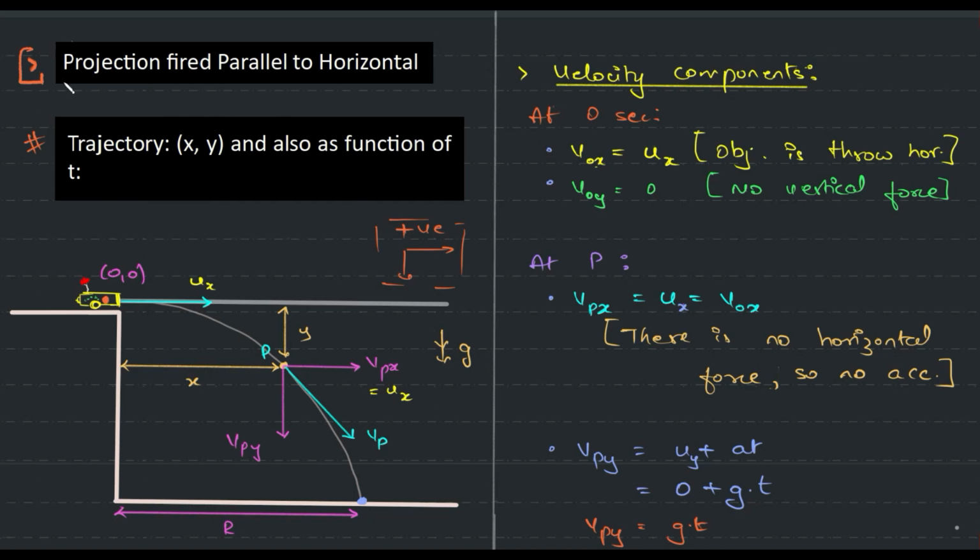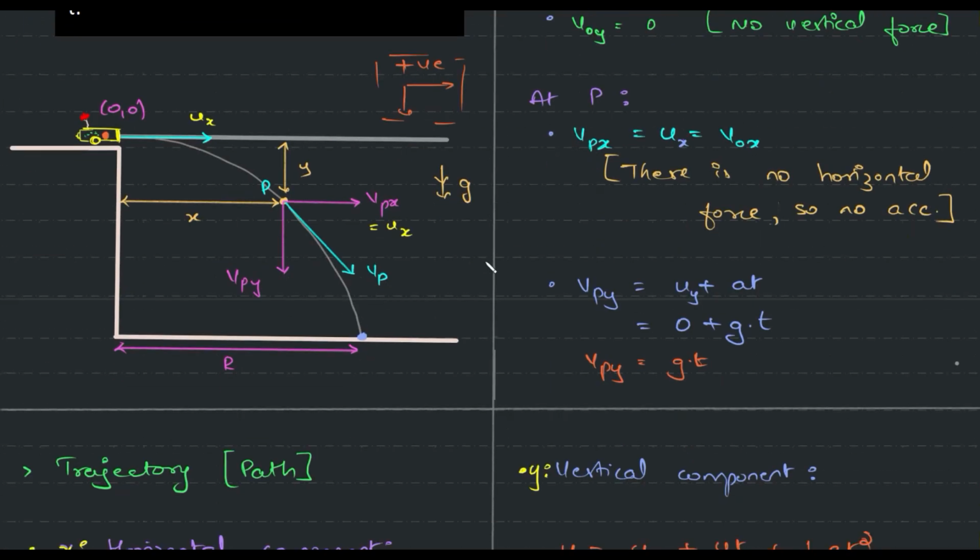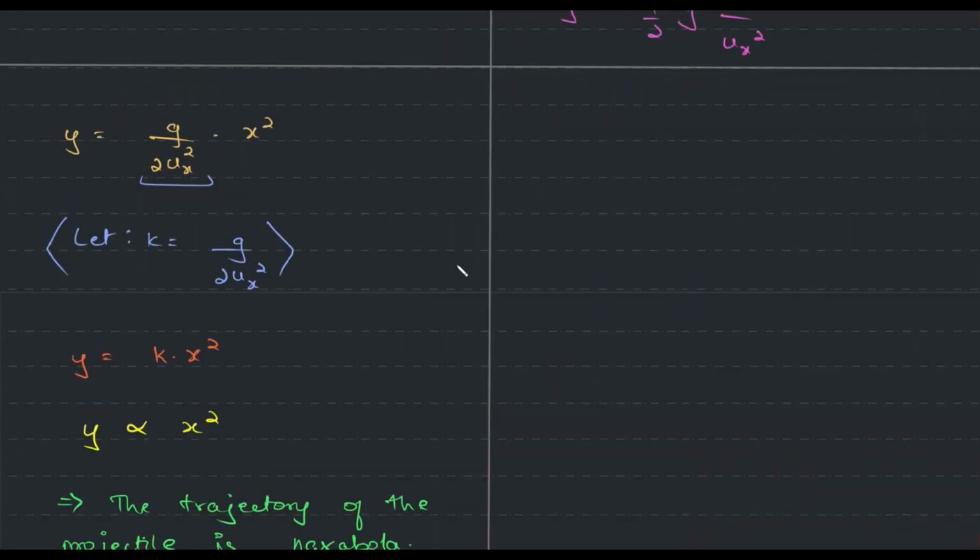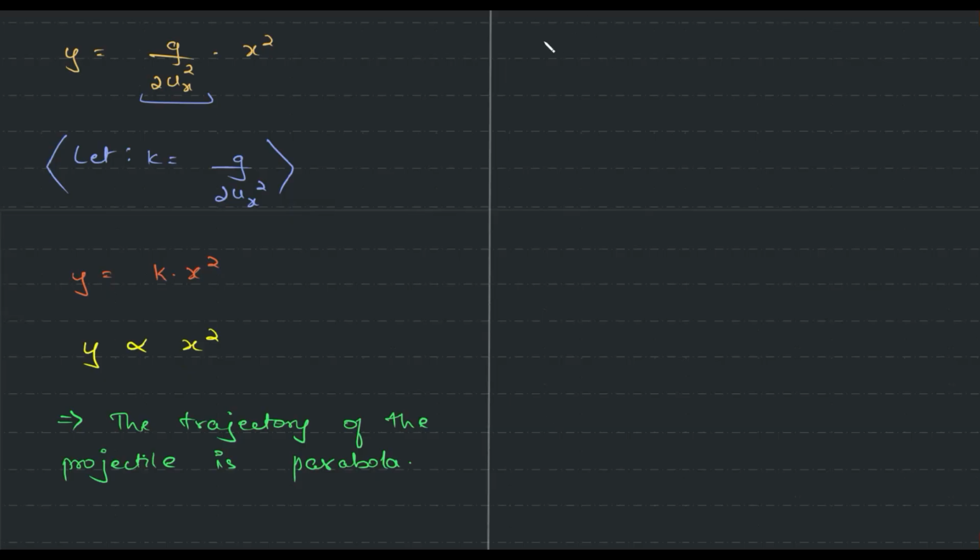We'll continue to work on projectile fired parallel to the horizontal. Now the next component is time of flight. So basically time of flight is to do with the total time the object is in air.